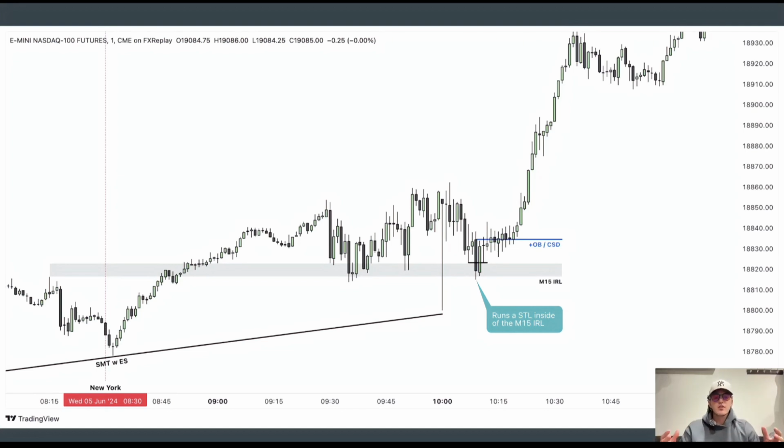So if you're missing the original entry from the forever model, but you know and you're confident in your higher time frame draw on liquidity, why wouldn't you keep watching price to see if it could deliver you another entry point to that external range high? The external range high has not been taken out yet. So if it hasn't been taken out yet, look for the entry.